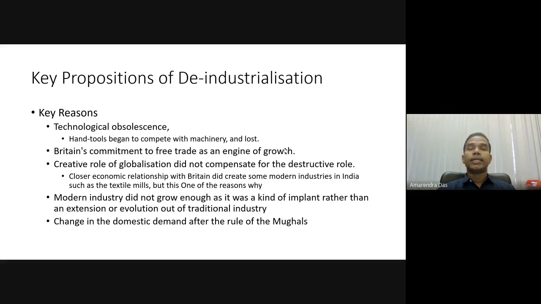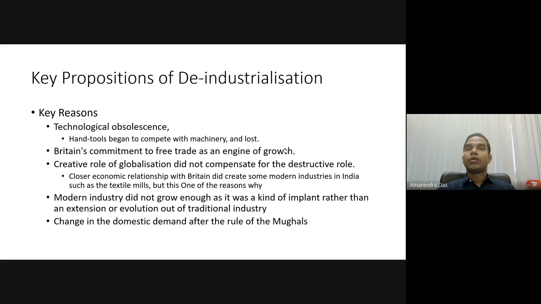And then there is also an argument that the globalization process or free trade did have some positive impact, but overall the impact was negative. Why? What is this argument? So basically, we speak of the creative role of globalization. That means globalization imposes competition on the existing players.